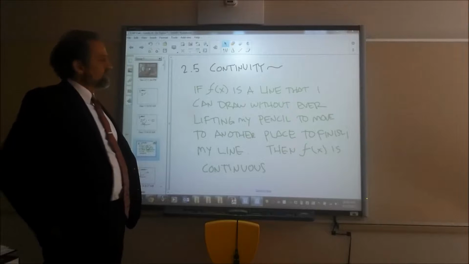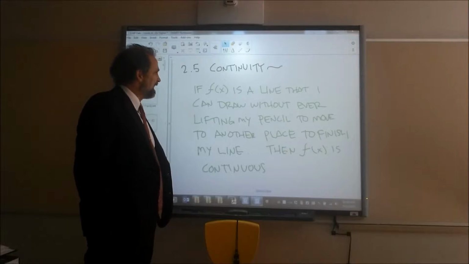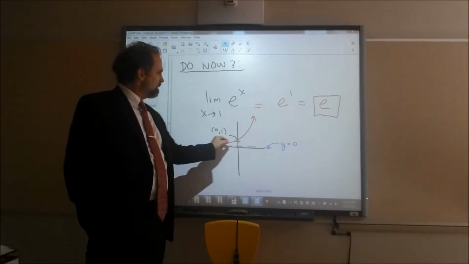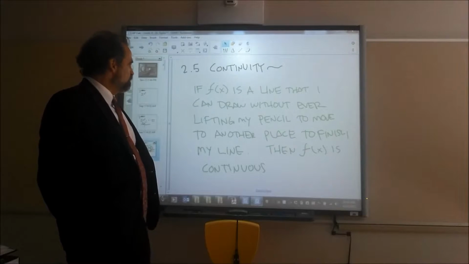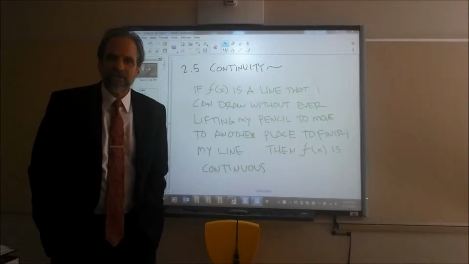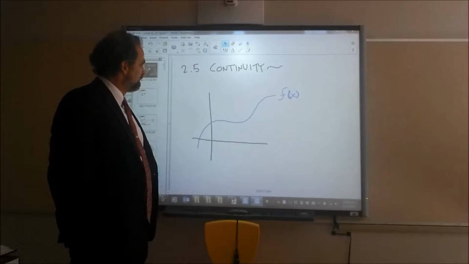So if a function, and that's what I see when I see f of x, is a line that I can draw without ever lifting my pencil, did I draw that without lifting my pencil? Yes, I did. If I can draw it without ever lifting my pencil to move to another place to finish the line, then my function is continuous. That's pretty much straightforward stuff. Continuous or not?